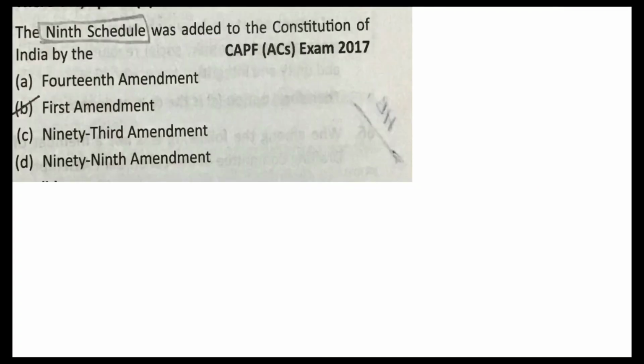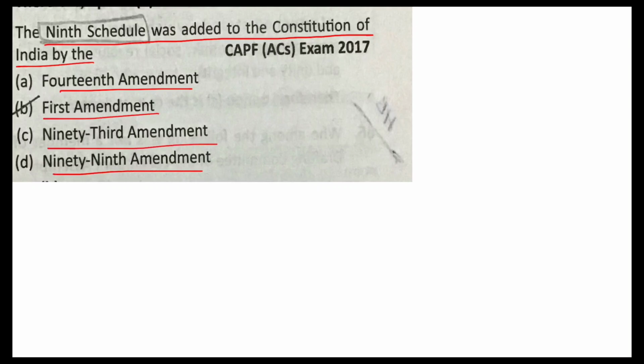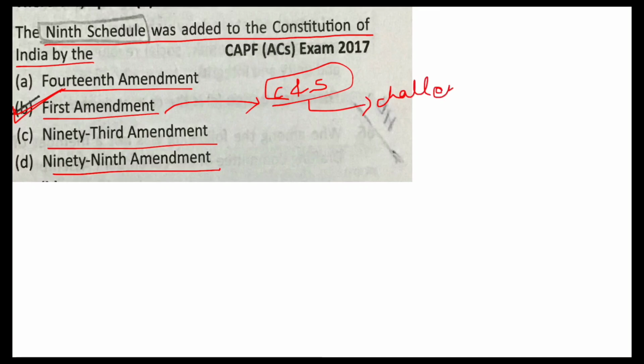Next, the 9th Schedule was added to the Constitution of India by the 14th Amendment, 1st Amendment, 93rd Amendment or 99th Amendment. B, 1st Amendment. The 9th Schedule was added by the 1st Amendment. It contained a list of central and state laws which cannot be challenged in any court.